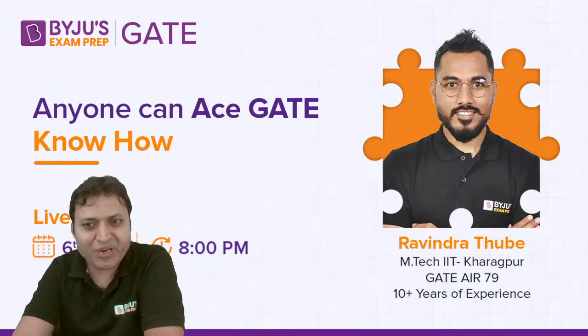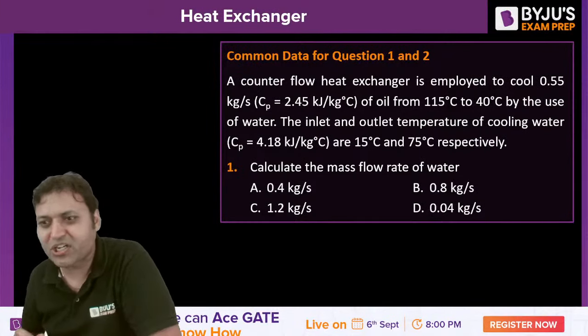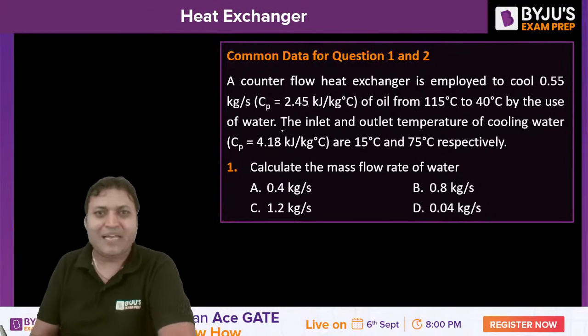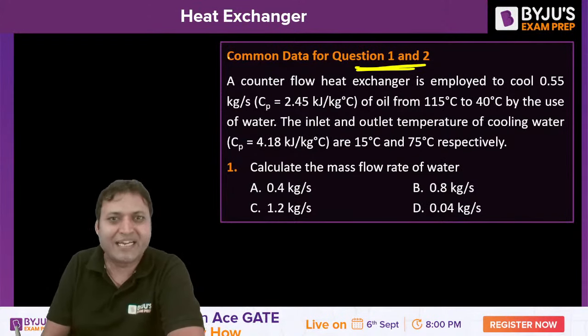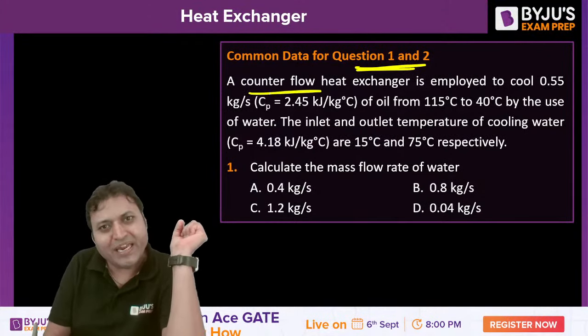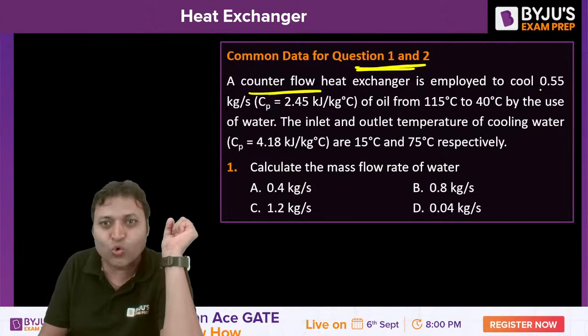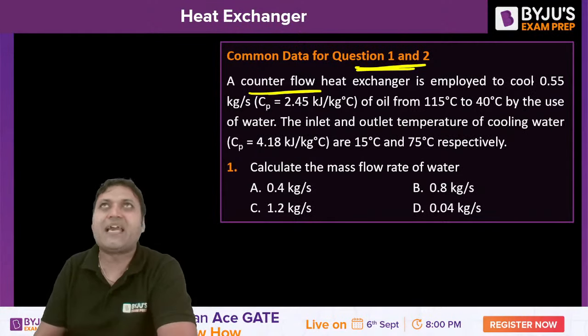Okay, there is the first question on the screen. Everybody, please give it a try. Questions number 1 and 2 are common data questions from the heat exchanger. A counterflow heat exchanger is employed to cool 0.55 kg per second.